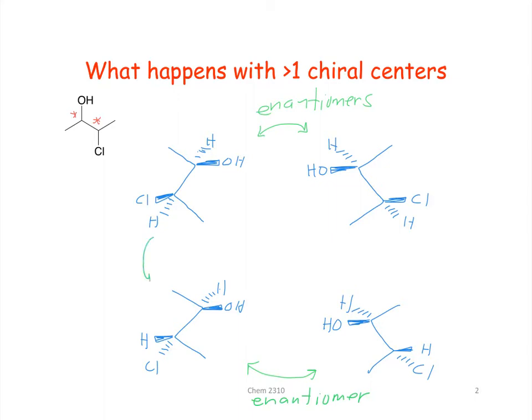What do you think about these two? Are those stereoisomers? Yes, because this whole part is the same, but this part has a different stereochemistry. So part of it's the same, part of it's different. Are they mirror images? No, these are not mirror images, so they're not enantiomers. They are stereoisomers, but we have to come up with a new name for this type of stereoisomer. So these are called diastereomers.